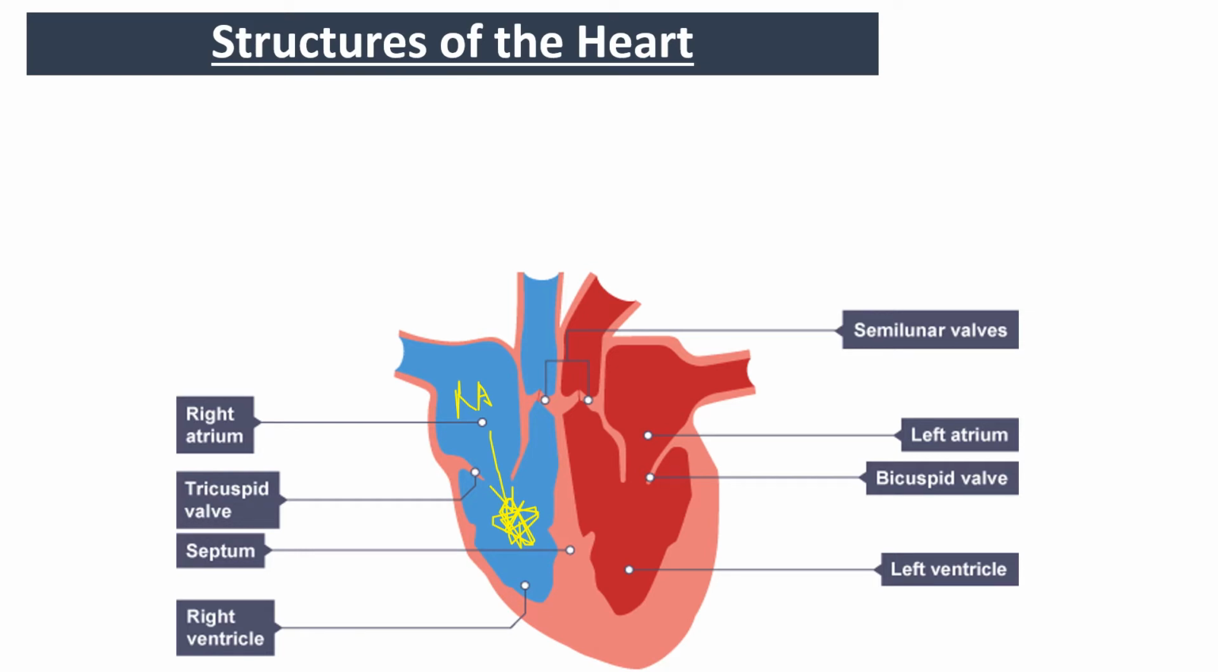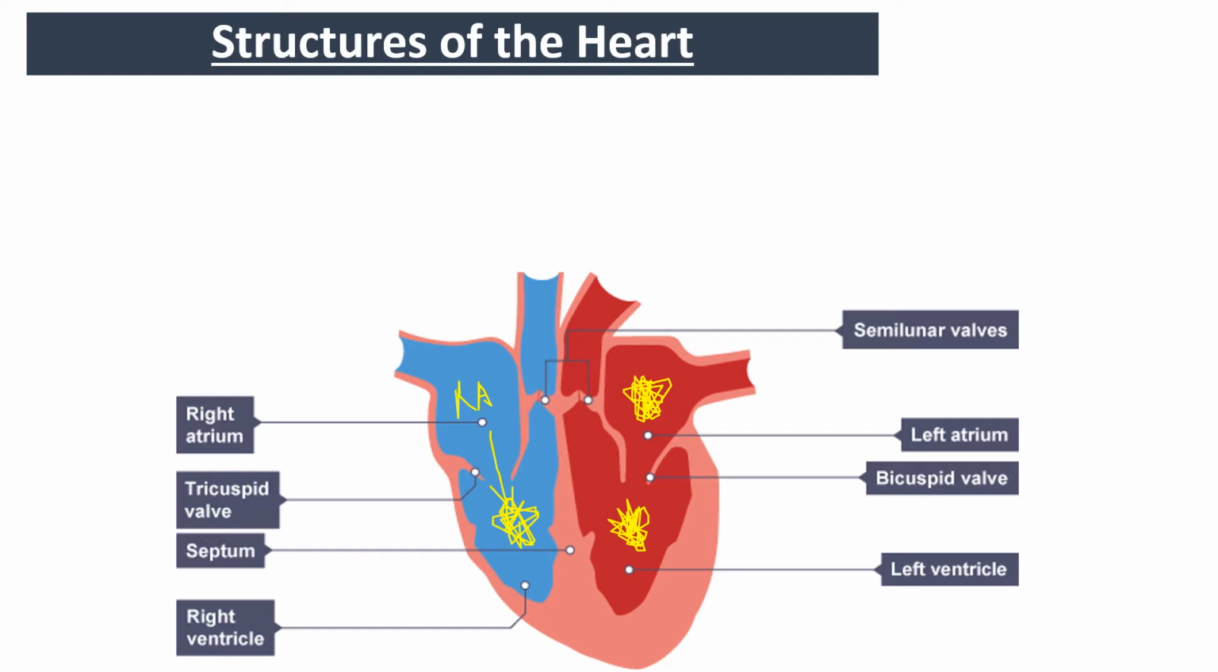And if we look at the other side, we can see this section here, which I'm just colouring in yellow, is the left atrium. Again, it's called an atrium because it's in the upper chamber of the heart, and the blood then moves down into the left ventricle, which is just down here. So that's the 4 chambers of the heart.